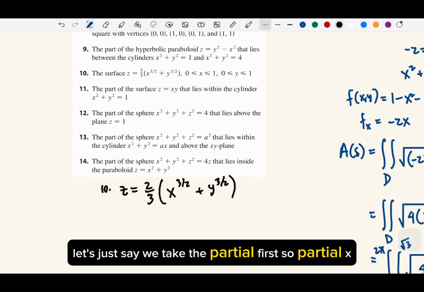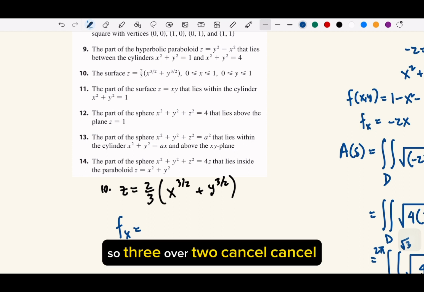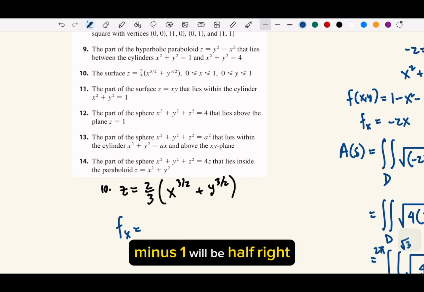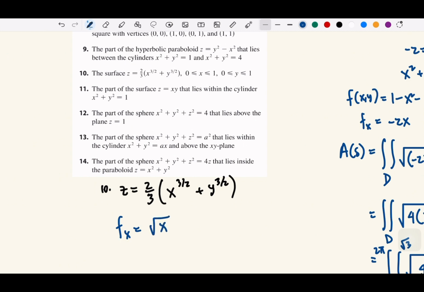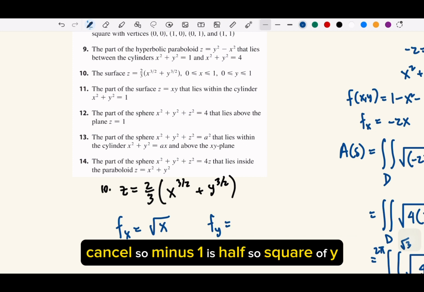Let's just say we take the partial first. So partial x. So 3 over 2, cancel, cancel. Minus 1 will be half, right? So this will be square root of x, right? And partial y, the same. 3 over 2, cancel, cancel. So minus 1 is half. So square root of y.